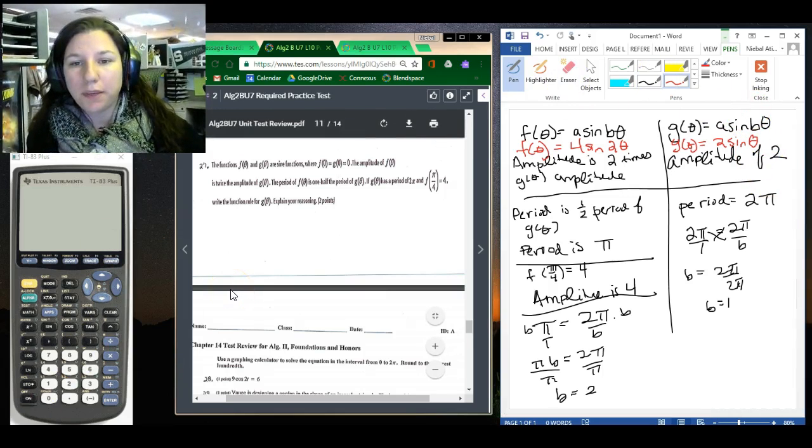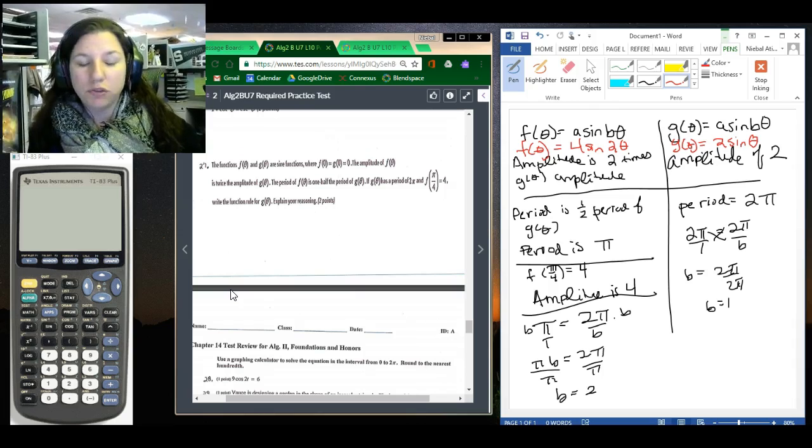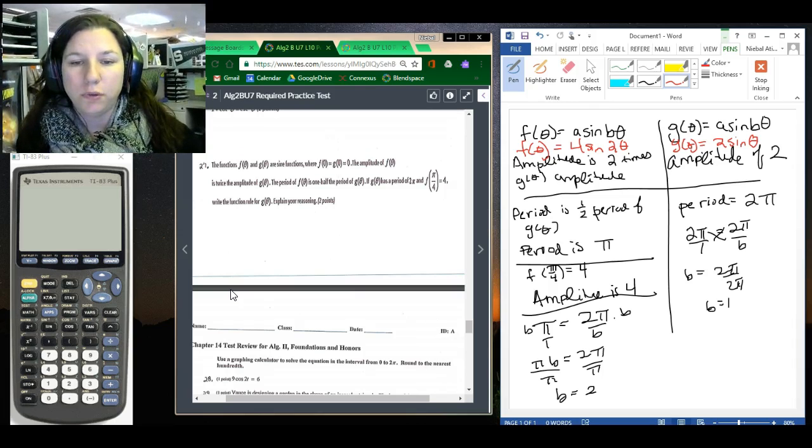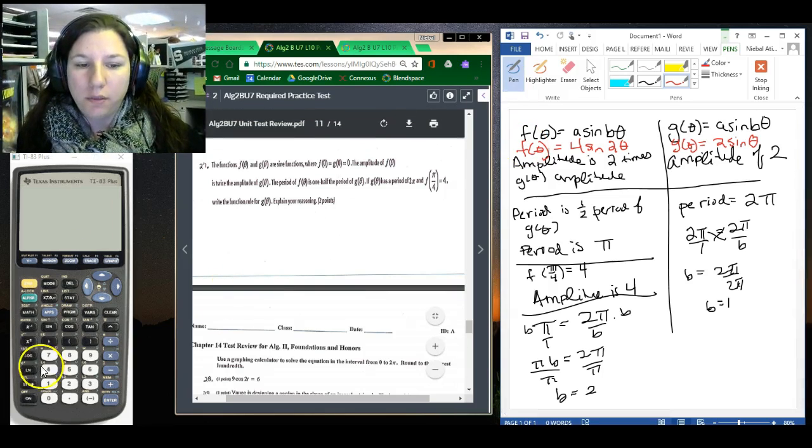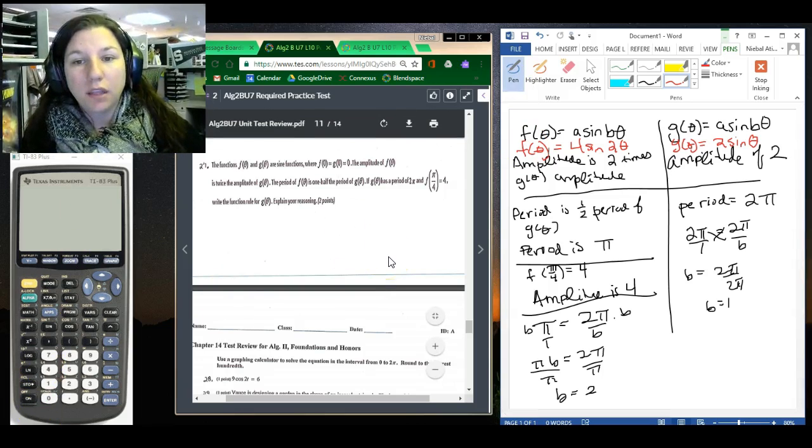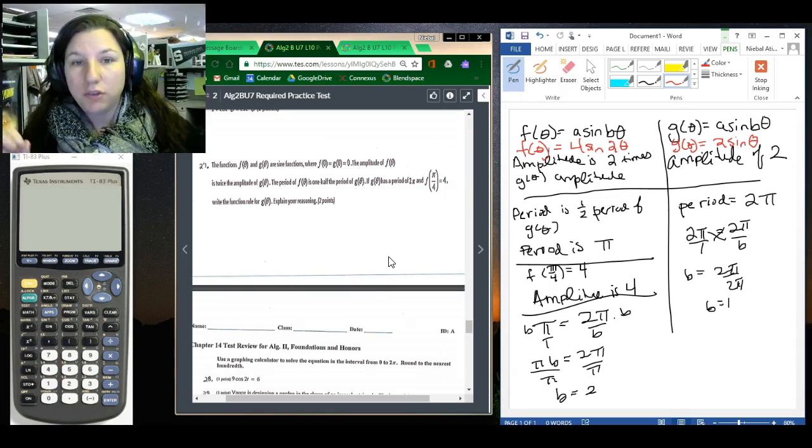Just take it piece by piece. Every sentence is giving you a piece of information, and then you're using the relationship between both of them to fill in all the missing pieces. Remember, for any function you're trying to write, you just need 2 things. You need your amplitude, and you need b, which you find from your period.